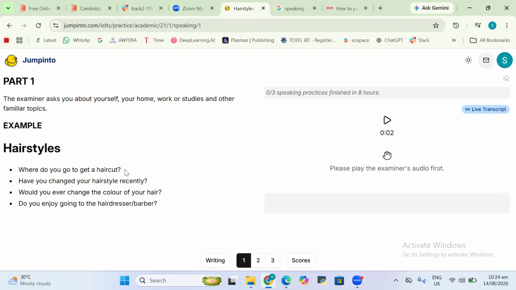Meaning when you answer your question, you should try to understand. You should use some words that are relevant to your topic, sentence, or your question. So that is a more impressive thing. Okay.